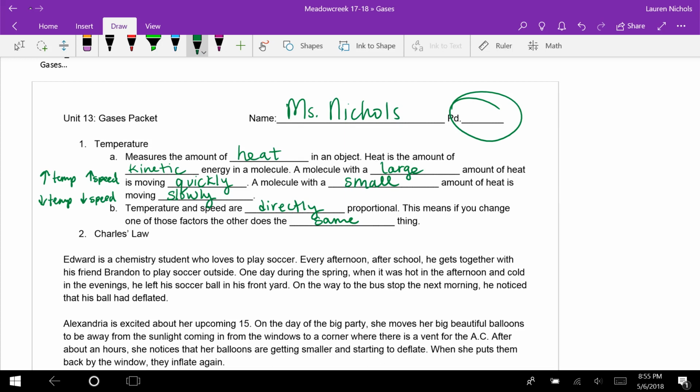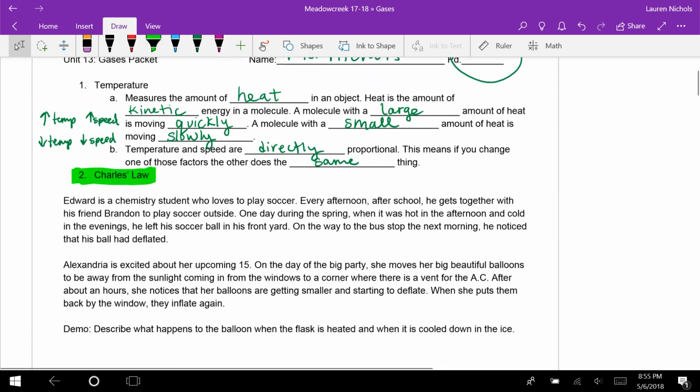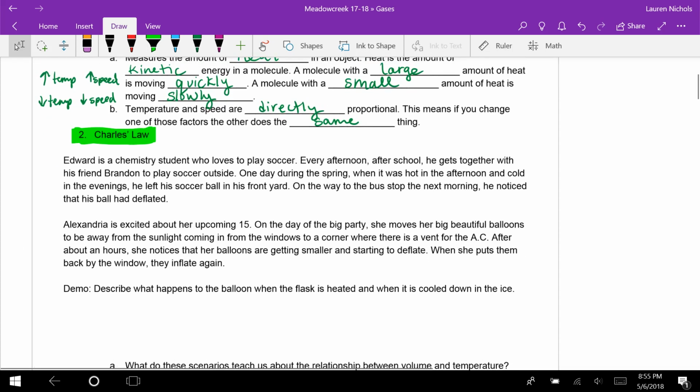math classes. So now there are several laws that we're going to learn about, and the first one is Charles' law. It's named after a guy. It doesn't really matter that you know all about him, but we have some scenarios here to help us learn about Charles' law. So let's read the first one.